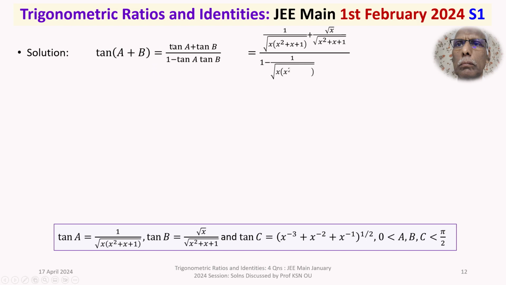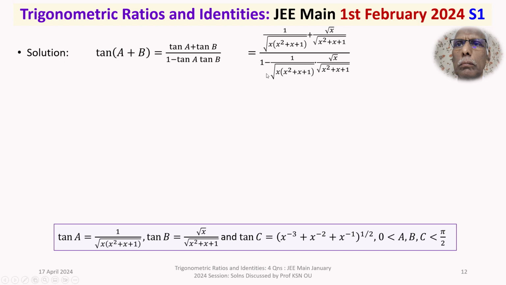Use the formula tan A plus tan B by 1 minus tan A tan B. For tan A, we write 1 by root of x into x square plus 1. For tan B, we write down root x by root of x square plus 1. Agreed. In the numerator, take the LCM. The LCM will be under the square root of x into x square plus x plus 1. The numerator will become 1 plus x.